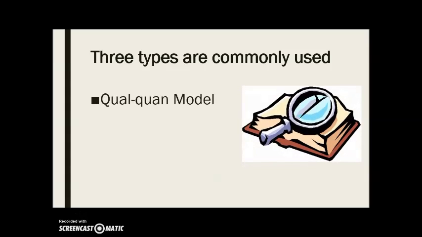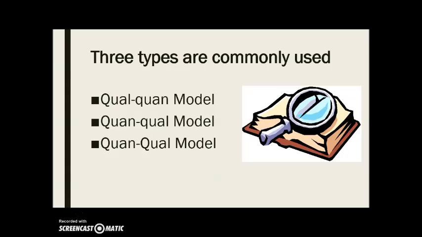There are three types that are commonly used when talking about mixed methods research. The first is the qual-quant model. The second is the quan-qual model. And the third is the quan-qual model.